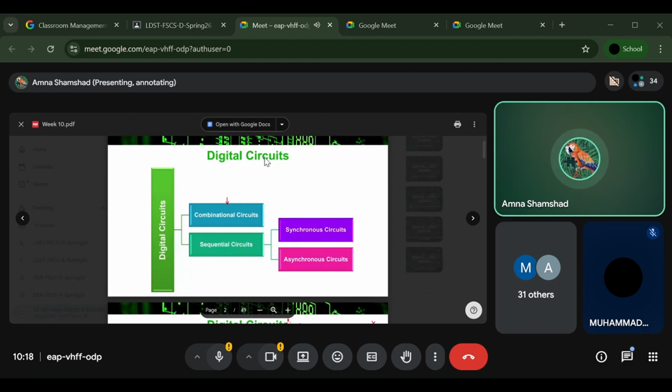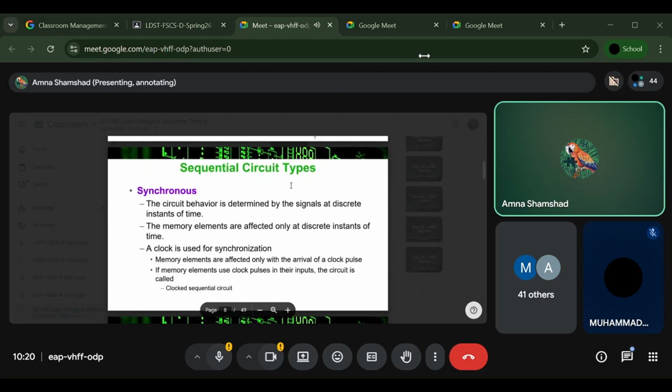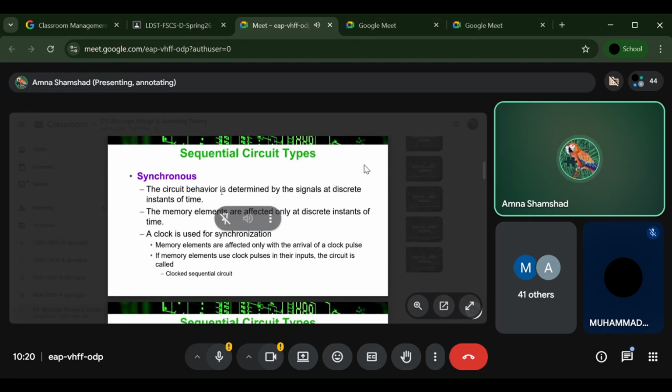Then we have two types of sequential circuits: synchronous circuits and asynchronous circuits. So what is the basic difference between synchronous and asynchronous? Is this clear what I'm talking about? I started with digital circuits, then two types, combinational and sequential, and two types of sequential circuits, that is synchronous and asynchronous.